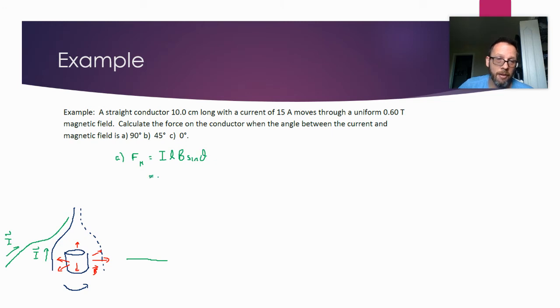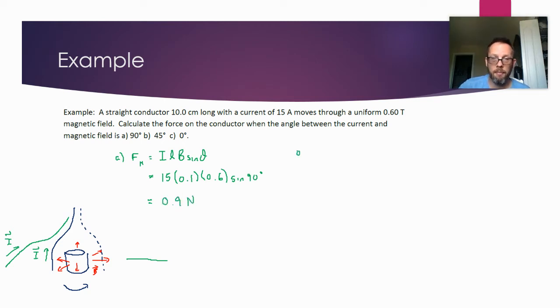And we're simply given all these things, right? So 15 amps, 10 centimeters, so make sure we're working in standard units. So that's 0.1 meters, 0.6 Teslas. And then part A is saying the angle is 90. So we know that sine 90 is 1. That gives us our maximum possible force, 15 times 0.1 times 0.6. So we get about 0.9 newtons.